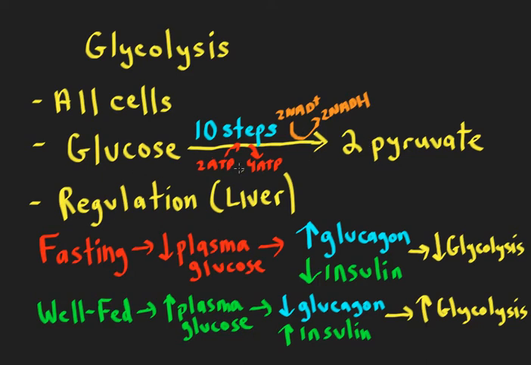Now, as far as regulation goes, we like to focus on the liver. It's a good example of the regulation. And if you recall, when there's fasting and there's a low plasma glucose, glucagon is high, insulin is low. The combination of this hormonal profile suppresses glycolysis in the liver. And when you're in the well-fed state, you're going to get the opposite. You're going to get an increase in plasma glucose, an increase in insulin, suppression of glucagon, and that combination is going to give you an increase in glycolysis.